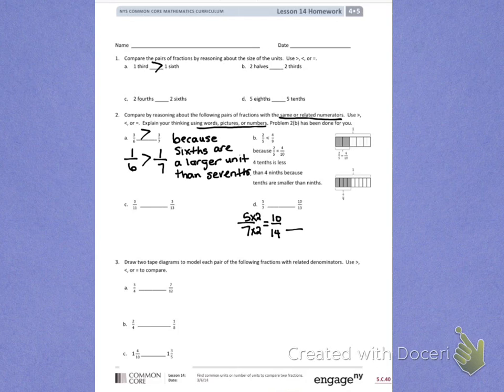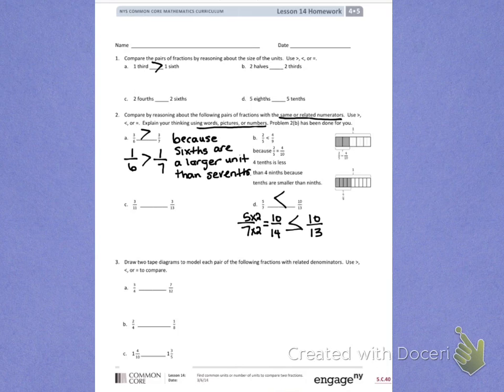So now I'm going to compare 10/14 to 10/13. This is the same idea as I just did in 2A, where if I was looking at 1/14 and 1/13, I know that 13ths are bigger than 14ths, so 10/14 has to be less than 10/13. Since 10/14 is the same as 5/7, 5/7 is less than 10/13.